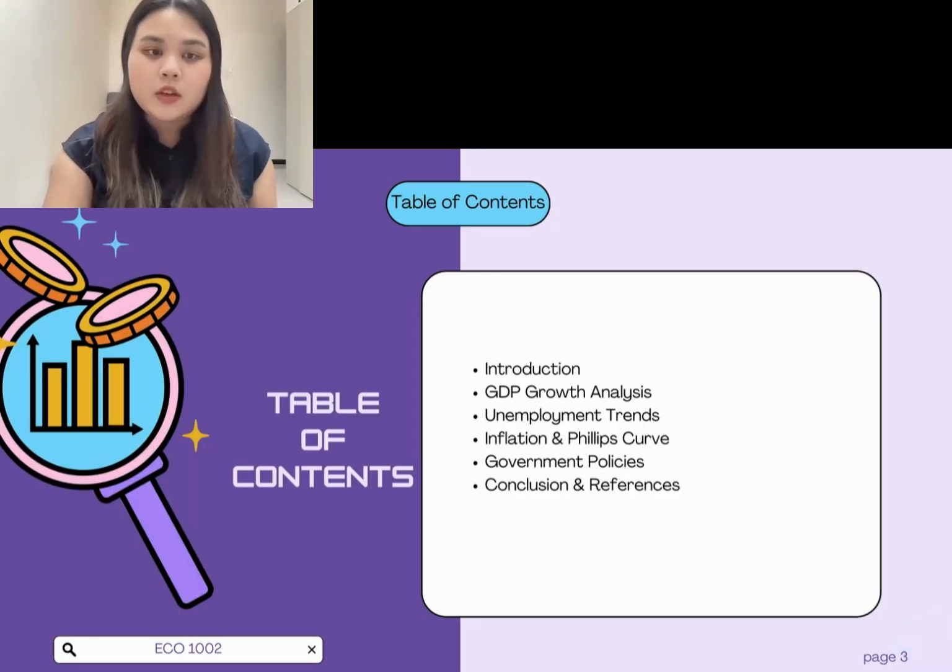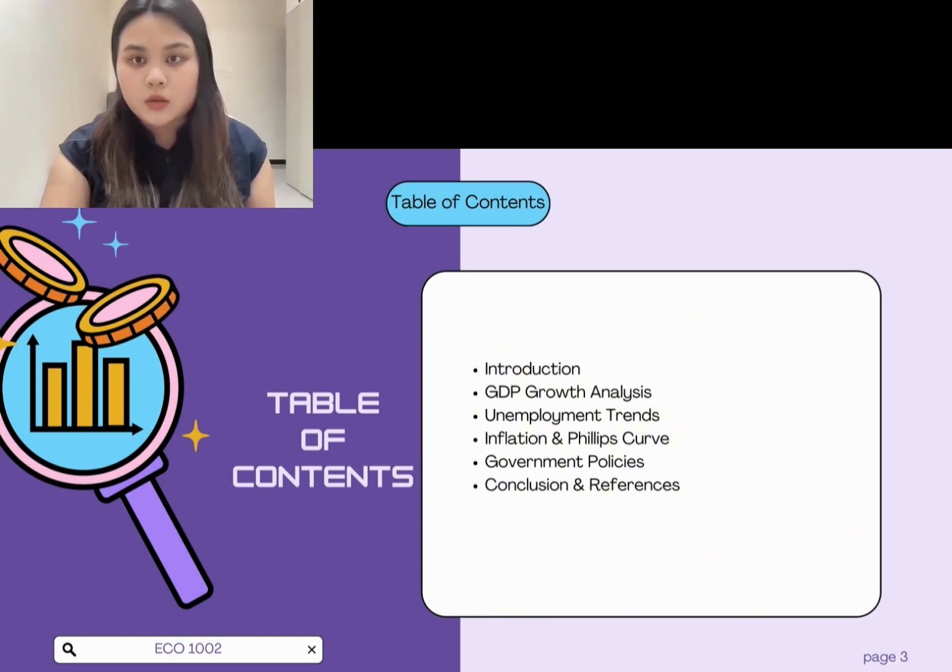This is our table of contents. We have introduction, GDP growth analysis, unemployment trends, inflation and Phillips curve, government policies, and the last is conclusion and reference.